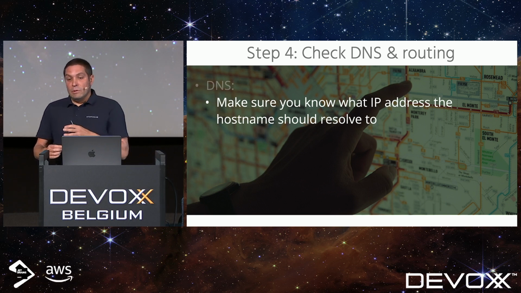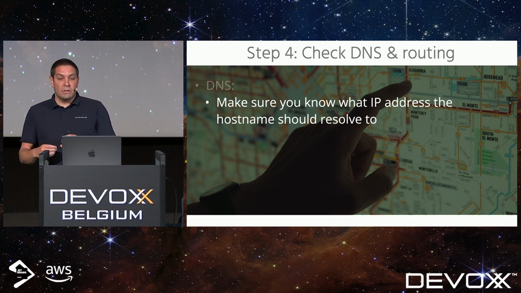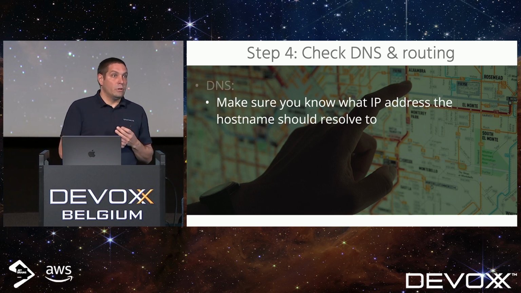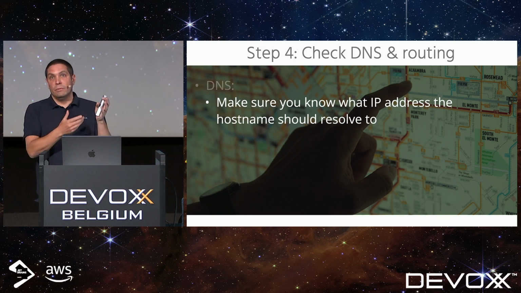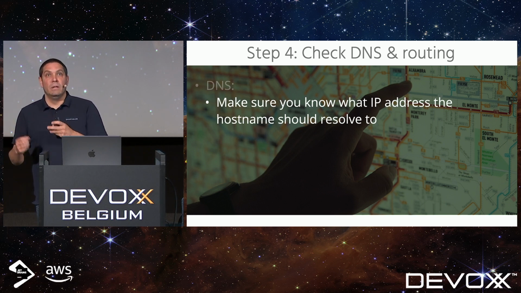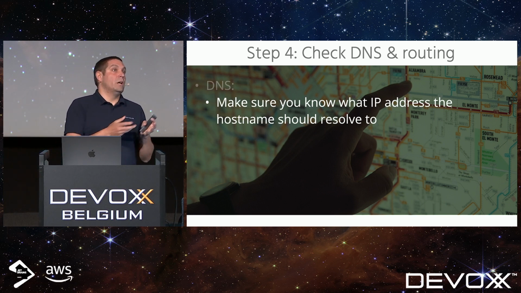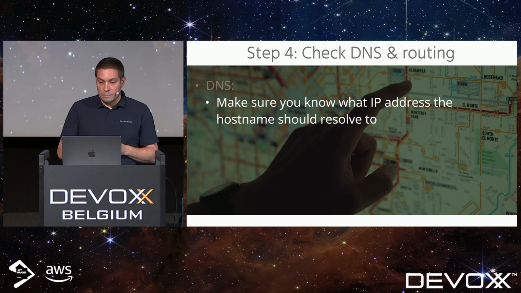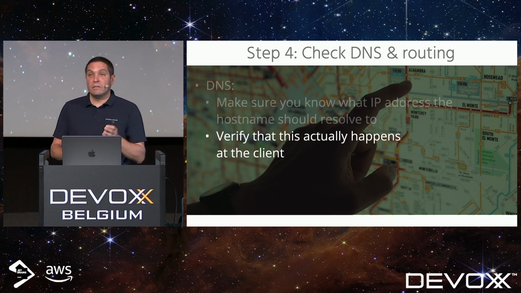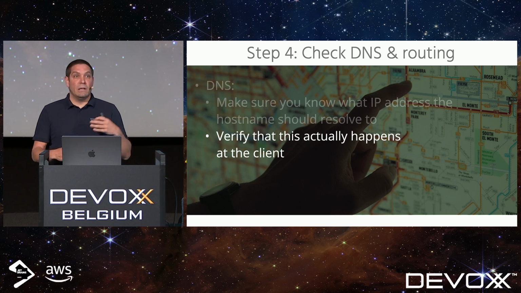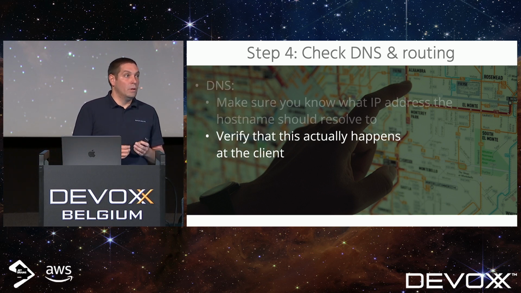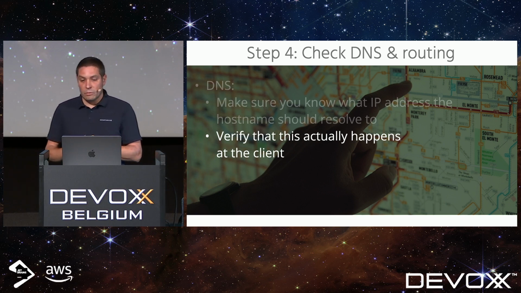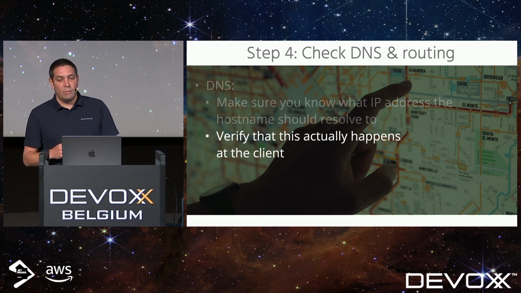So make sure that you absolutely know to what IP address the host name that you're trying to connect to should resolve to. Because more than once there's some kind of local DNS or cache or whatever that is giving you the wrong IP address for the host that you're trying to connect to. And verify that this actually happens at the client. So verify that the client has the same idea as you about what would be the right IP address to connect to. And we're going to do a small demo there in a bit.